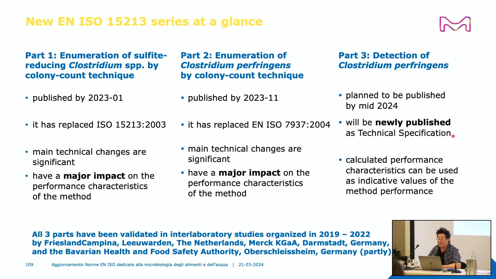Why it is a technical specification? Because the validation in the ring trials were performed during the COVID crisis in 2021, and a lot of labs were not able to participate fully. So we have only partly got back the results from the validation study, but it was possible to calculate performance characteristics, and these can be used as indicative values for the method performance when implemented in the laboratory. It is planned to do the full validation during next year for the part 3.